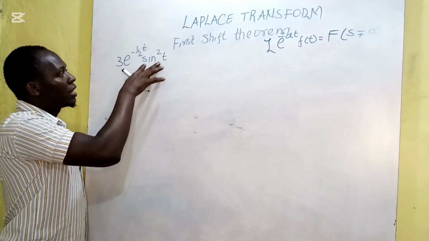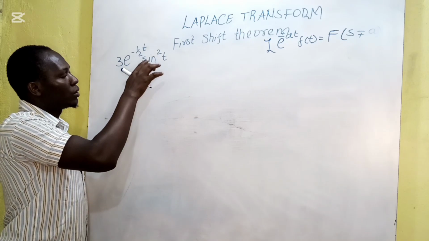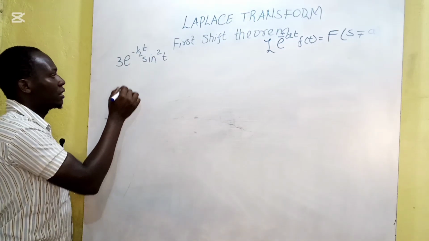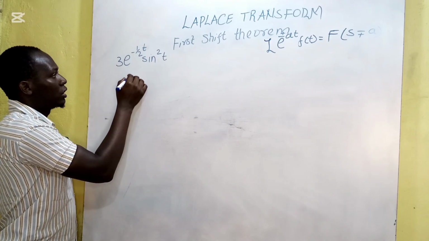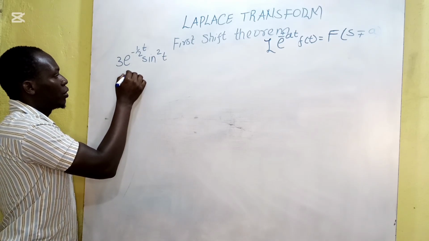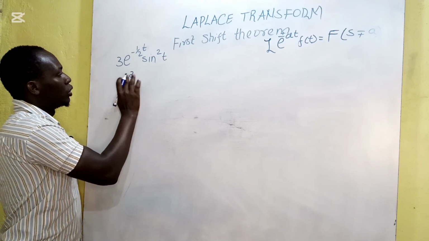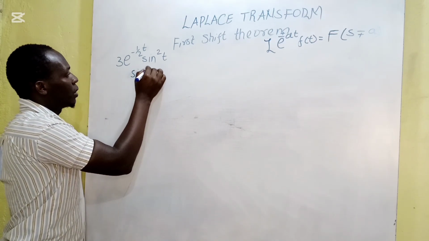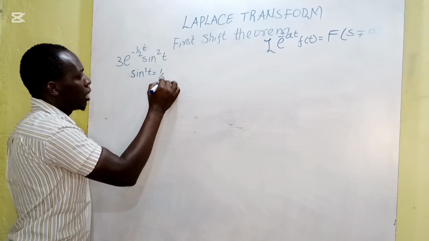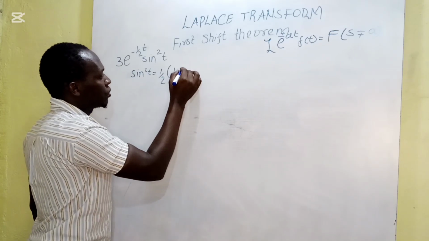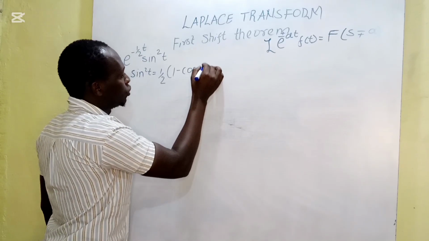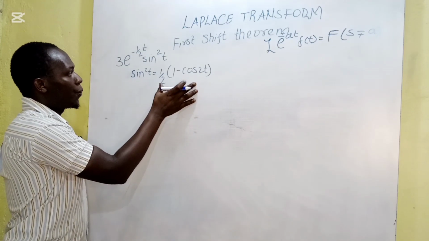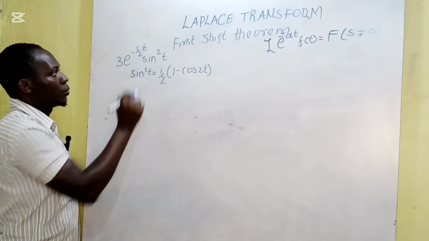By finding the Laplace transform of our function here, we cannot find the Laplace transform of sine squared t directly, to mean that we rewrite sine squared t into another form. Sine squared t is equal to a half into 1 we subtract cos 2t. This is how we are going to rewrite sine squared t.